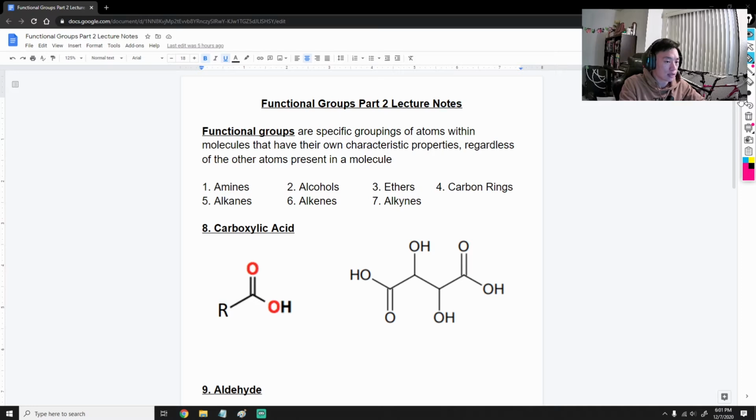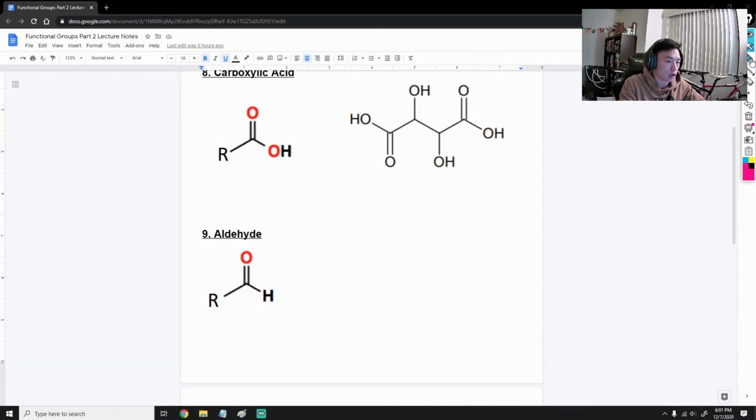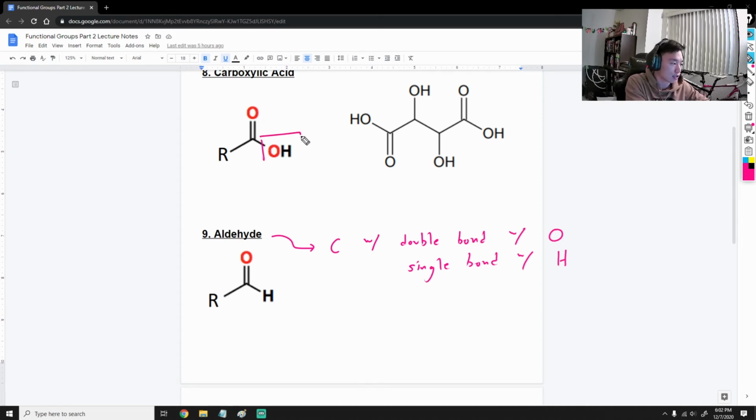The next one is kind of similar to a carboxylic acid. It's called an aldehyde. An aldehyde is very similar because it's going to be a carbon that has a double bond with an O. So for an aldehyde, the definition would be a carbon with a double bond to an O, the same as last time, but it also has a single bond with a hydrogen. And it's also connected to a carbon chain. So an aldehyde is basically the same thing as a carboxylic acid. The only difference is the single bond. The single bond in a carboxylic acid is OH, but in an aldehyde, it's H.